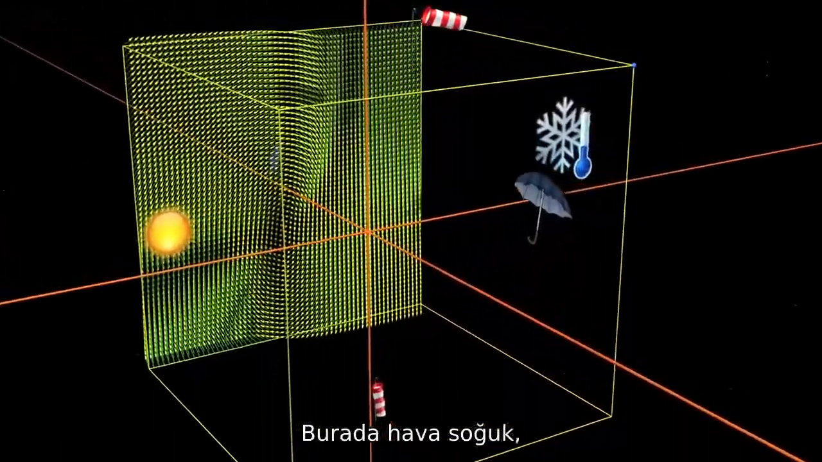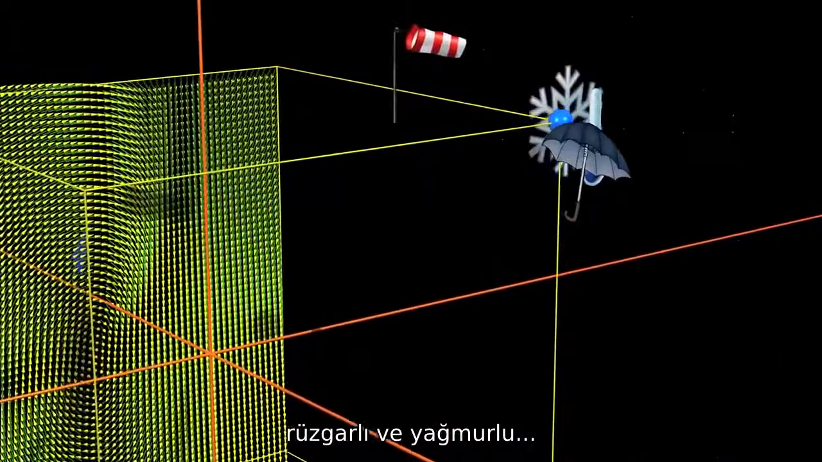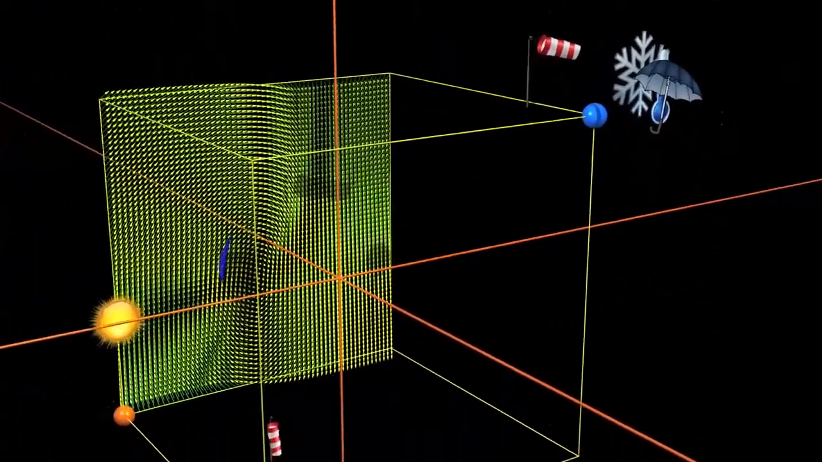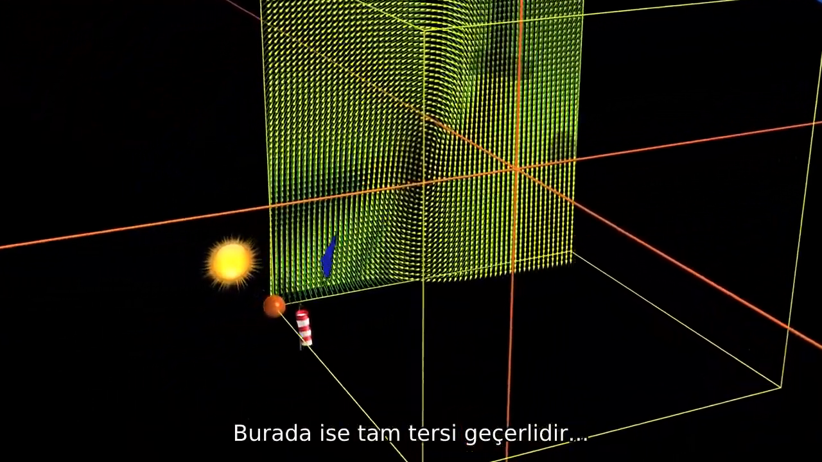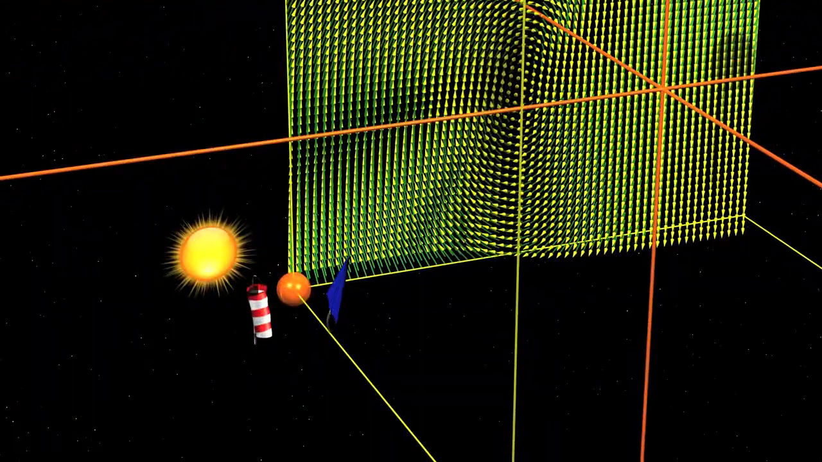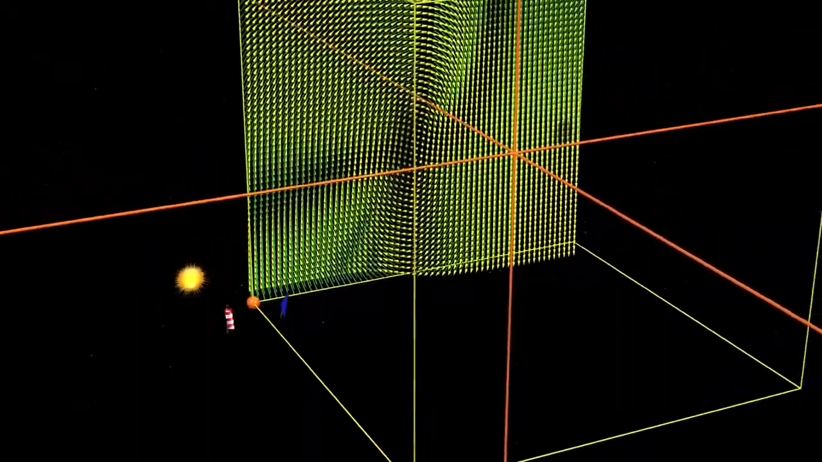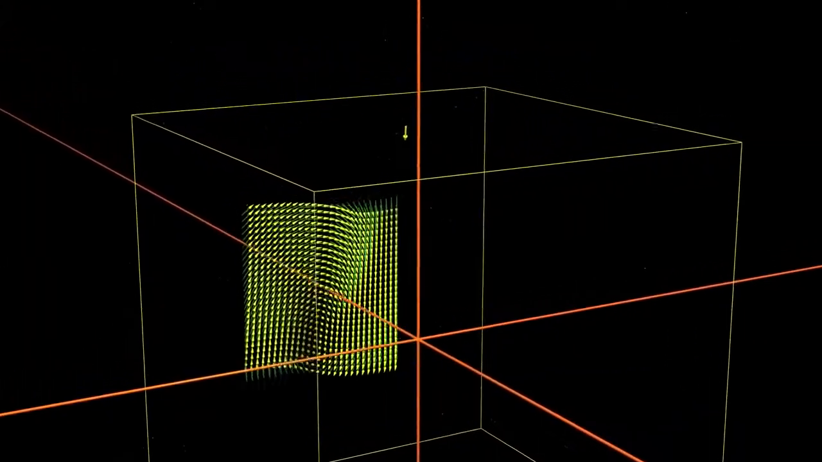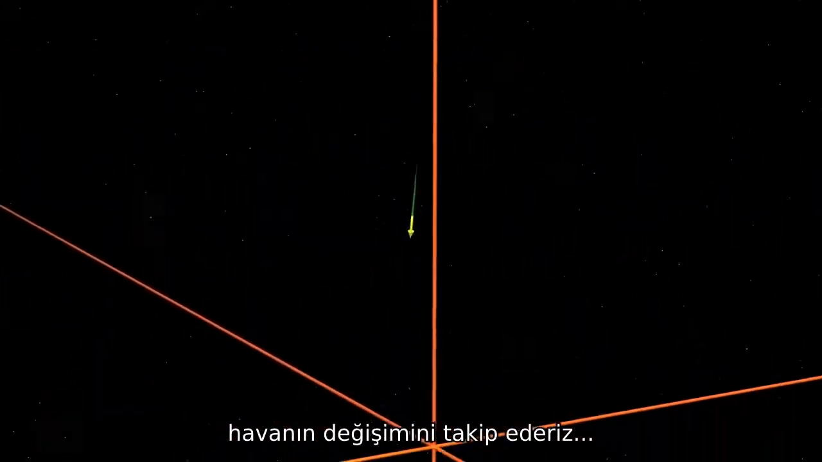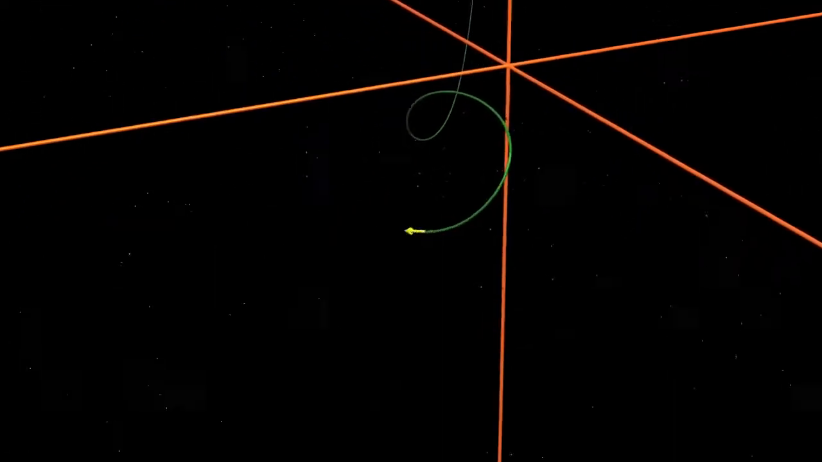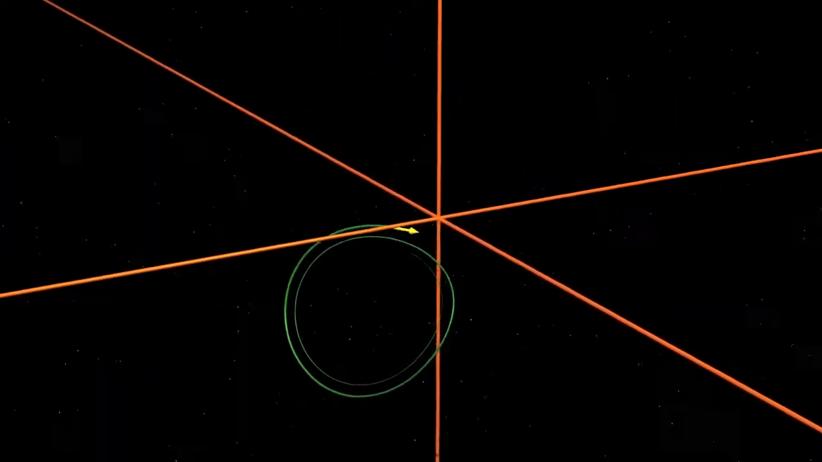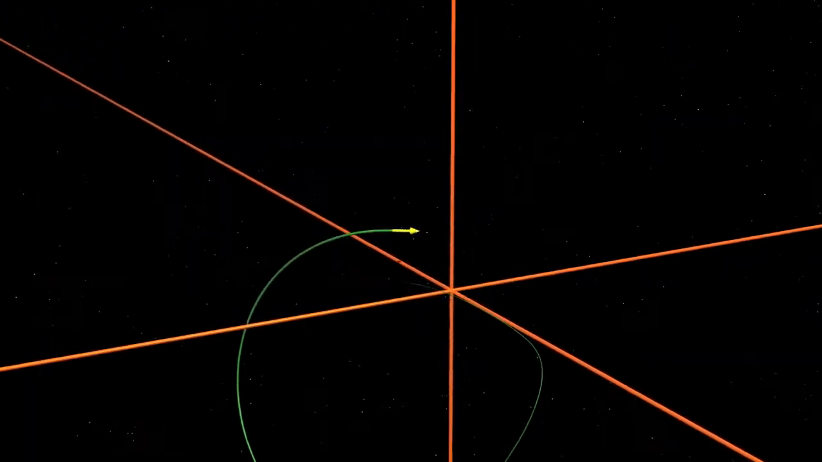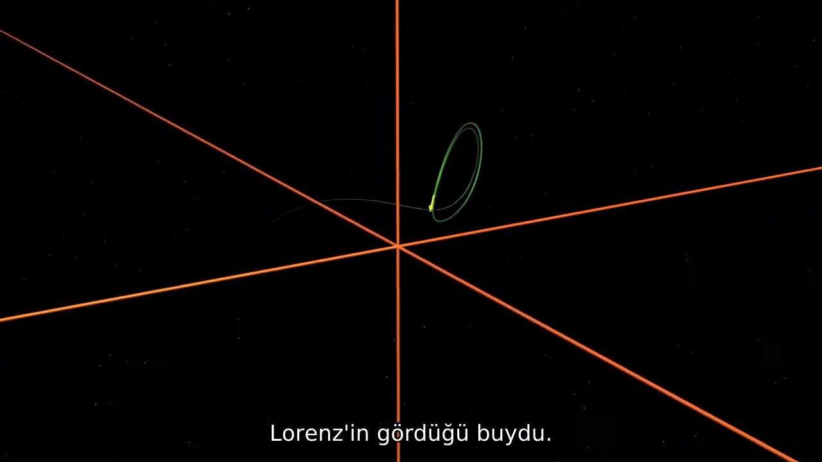Over here, it is cold, breezy, and raining. Here, the opposite holds. When we follow a trajectory of the field, we are following the evolution of the weather. The weatherman just needs to solve a differential equation. This is what Lorenz saw when he studied his model.